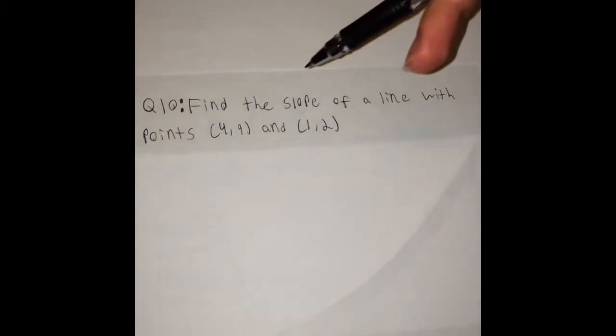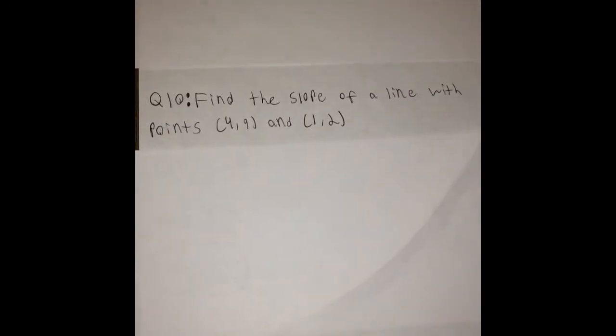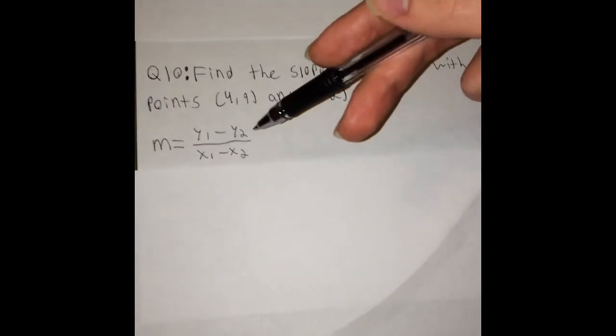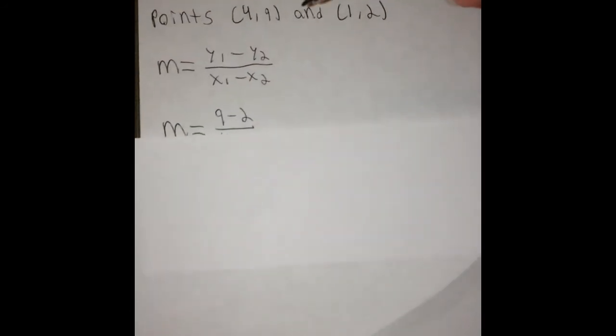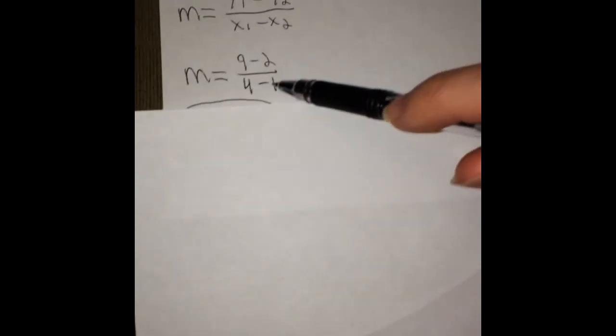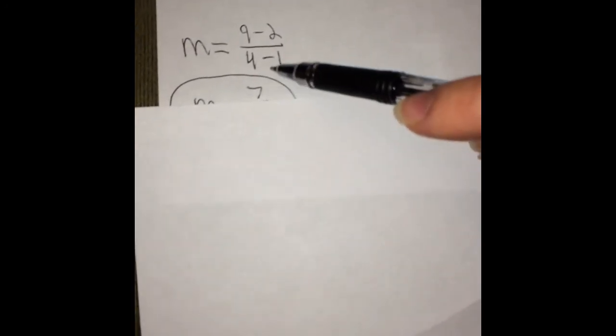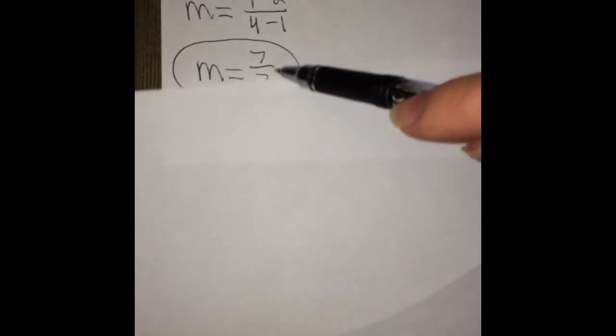Find the slope of a line with points 4, 9, and 1, 2. You can pause the video here if you need time to solve it. Okay, so again, start off by writing the slope formula. And then next, you'd want to plug in the 9 for y sub 1, the 2 for y sub 2, and for the x sub 1, you'd want to plug in the 4, x sub 2, you'd want to plug in the 1. And the last step is doing 9 minus 2, which would give you 7, over 4 minus 1, which would give you 3, and you're left with a slope of m equals 7 over 3.